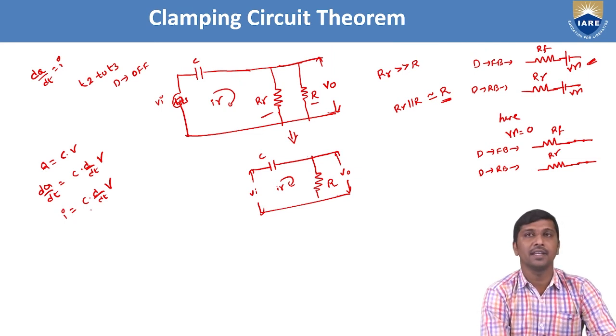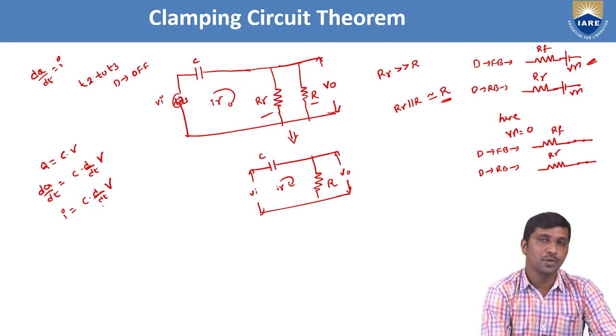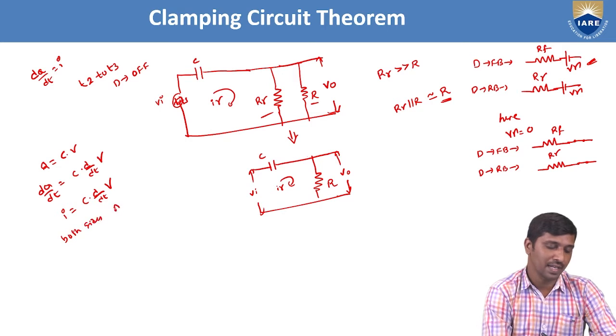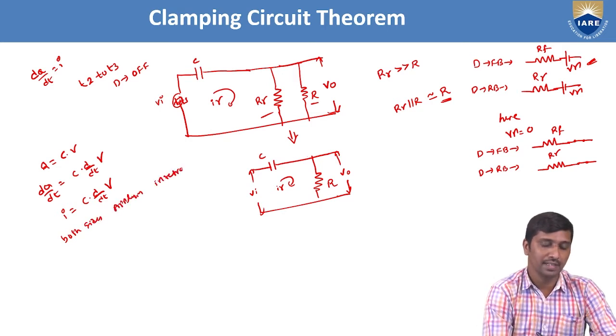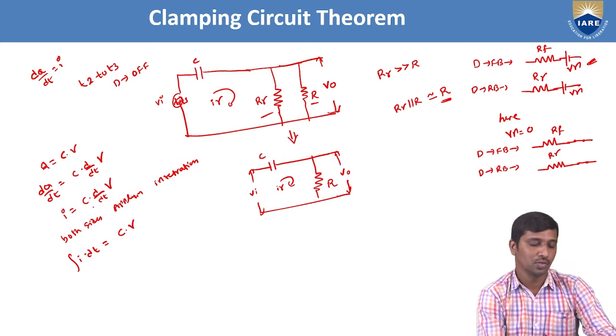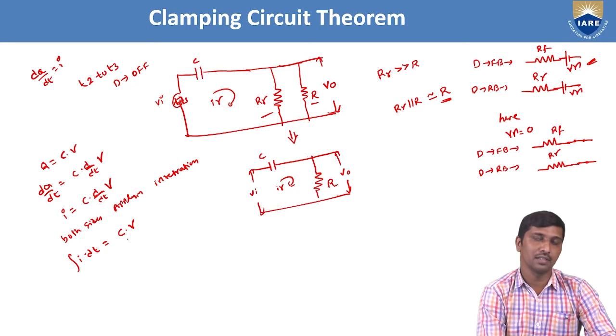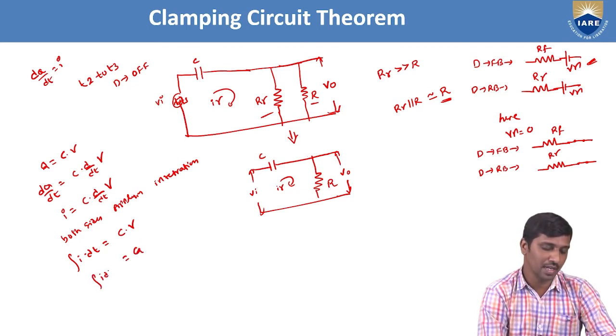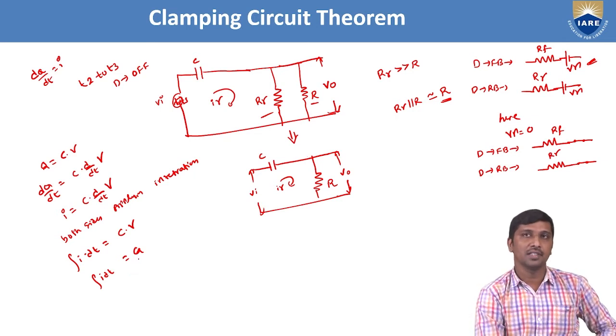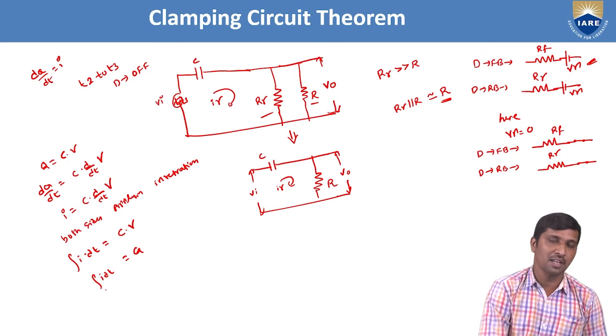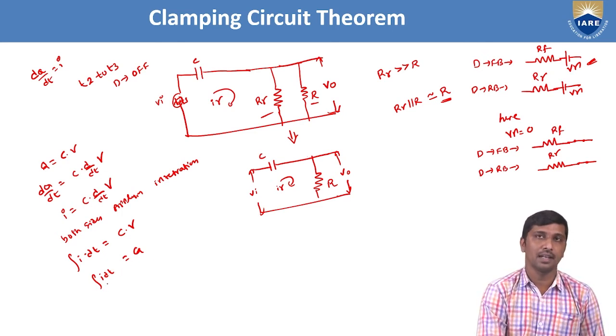Now I'm going to identify the discharge current. How are we going to eliminate this differentiation term? For that reason, we apply integration on both sides. The integral of I into dt is equal to C into V. C is a constant, and integrating d by dt of V, the integration and differentiation cancel and we get C into V. This C into V is nothing but Q, so Q is equal to the integral of I into dt.